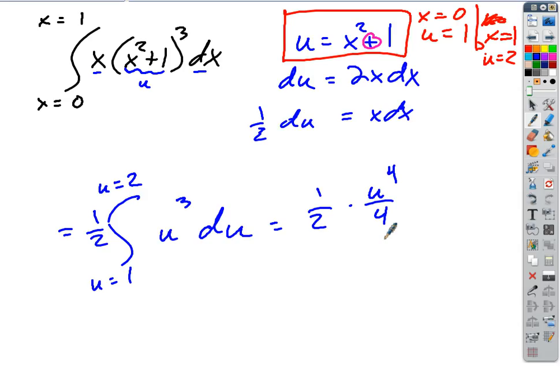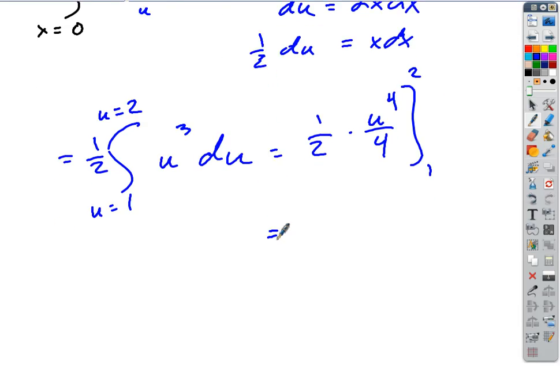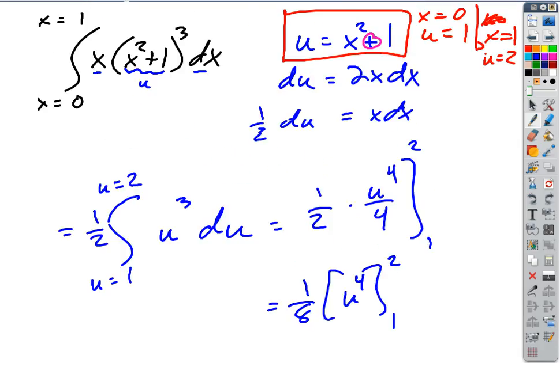Right? And that's going to be evaluated from 1 to 2. And so why not just pull the constant out front and make that 1/8 u to the fourth from 1 to 2? No, but we changed. See, when x was going from 0 to 1, when x is 0, u is 1, right? So the 0 becomes a 1 when we flip to u's. When x is 1, u is 2.